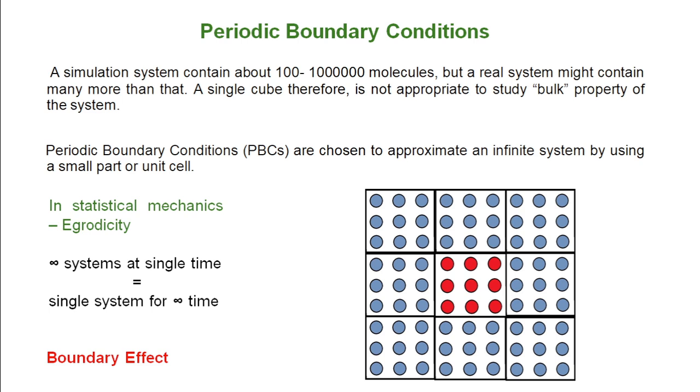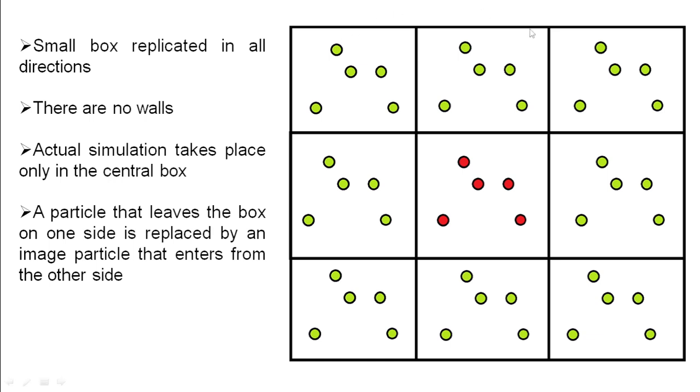Okay, why is periodic boundary condition used? So let's see, what is the property of periodic boundary condition? In periodic boundary condition, small boxes are replicated in all directions, surrounding the central main box where the molecules are actually simulated. So there are no walls. This simulation box becomes wall-less, and actual simulation takes place only within this central box. Actually we are simulating here, and in the other boxes these are the image particles.